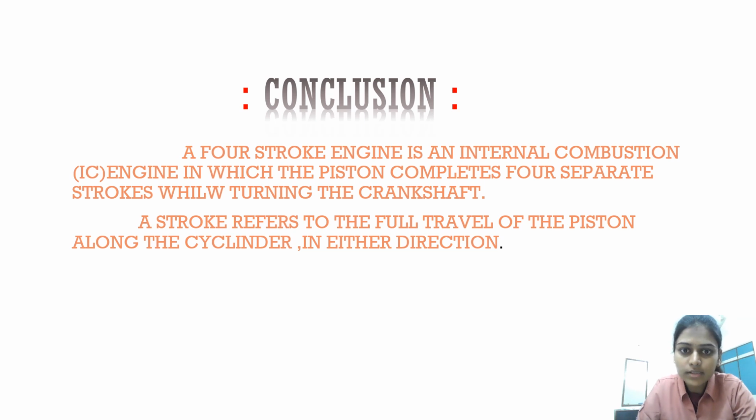The last one is conclusion. A 4-stroke engine is an internal combustion (IC) engine in which the piston completes 4 separate strokes while turning the crankshaft. A stroke refers to the full travel of the piston along the cylinder in either direction. In this way, today we have completed our topic 4-stroke petrol engine.